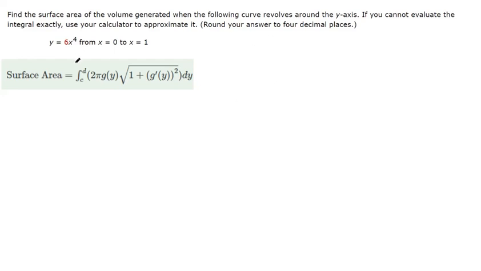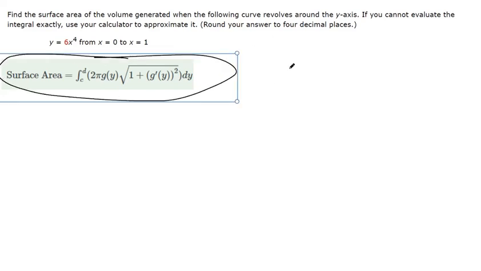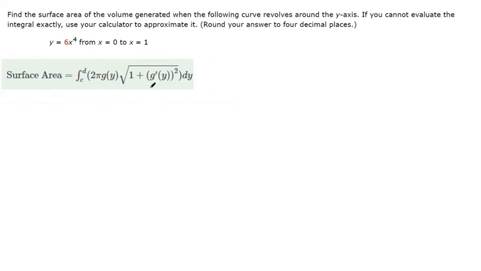So we're asked to revolve around the y-axis, so I pulled up the formula derived by our text when we're revolving around the y-axis. It's supposed to be with respect to y. So we can divide 6 from both sides, and then we can take the 4th root of both sides. That solves for x. So that's going to be our g of y.